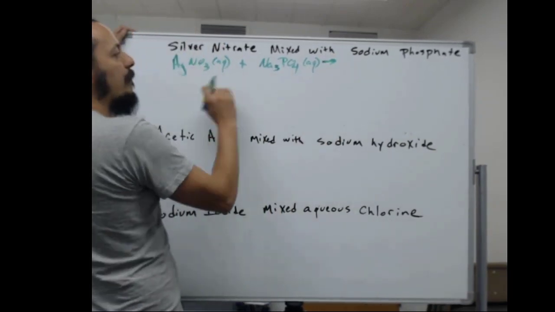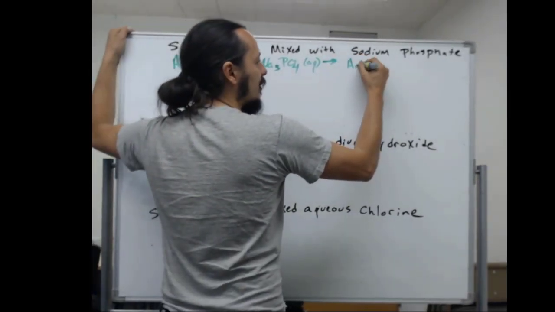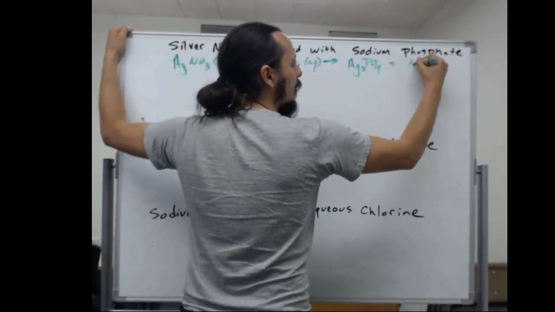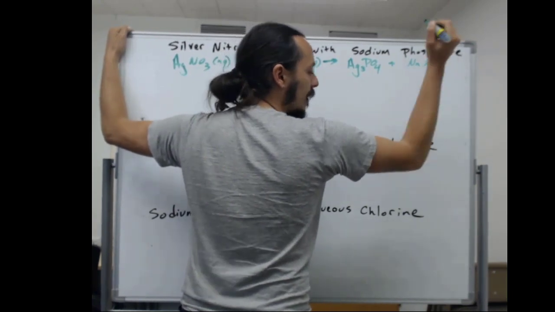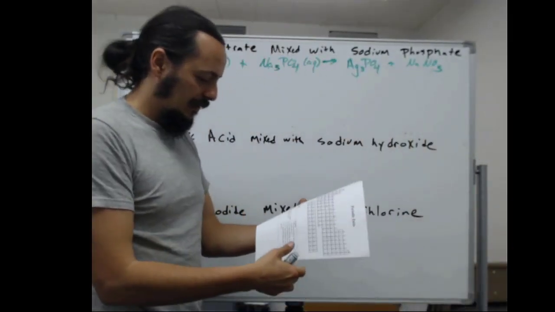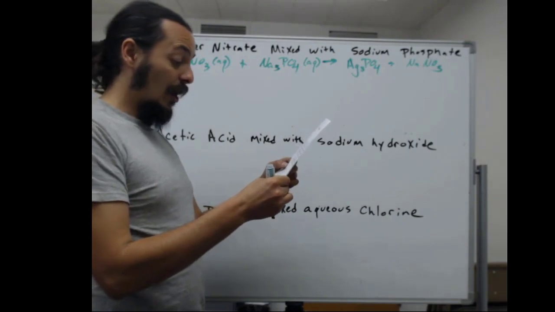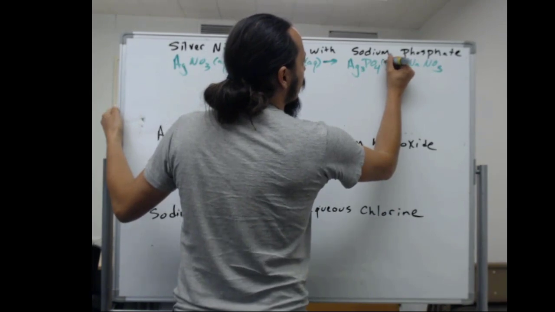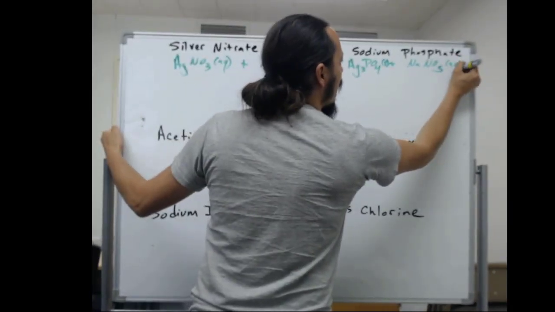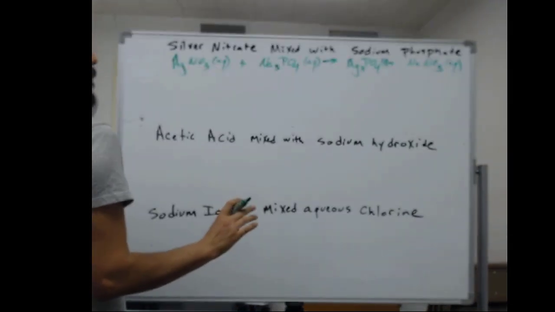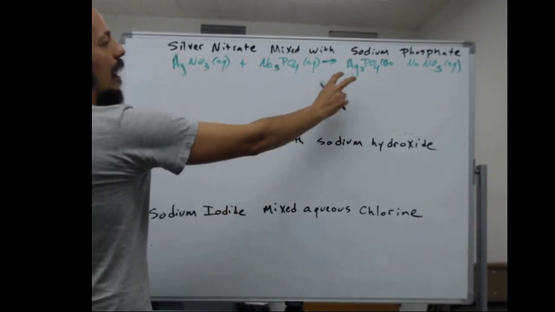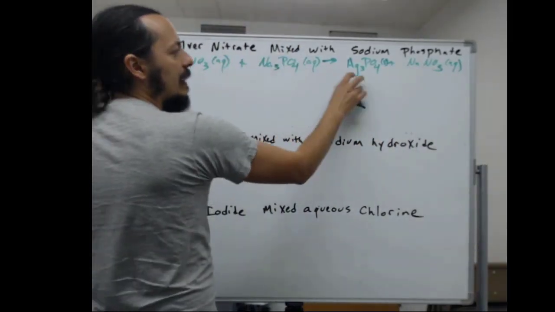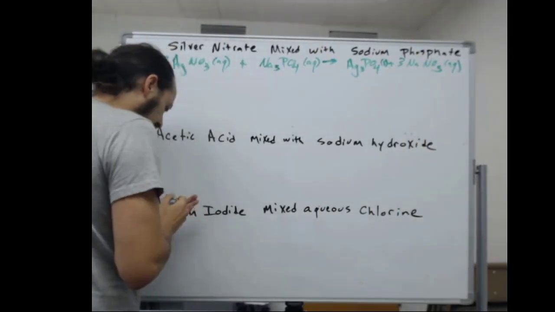We're going to do our flip-flop reaction. We're going to go to silver phosphate, and we're going to go to sodium nitrate. Now, for the silver phosphate, I check the solubility rules. Phosphates are insoluble. That's insoluble rule number 5. So that's going to be solid. That's going to be aqueous. I'm going to balance the chemical reaction. 3 sodiums, 3 silvers, 3 there. 3 sodiums, 3 nitrates, 3 there.